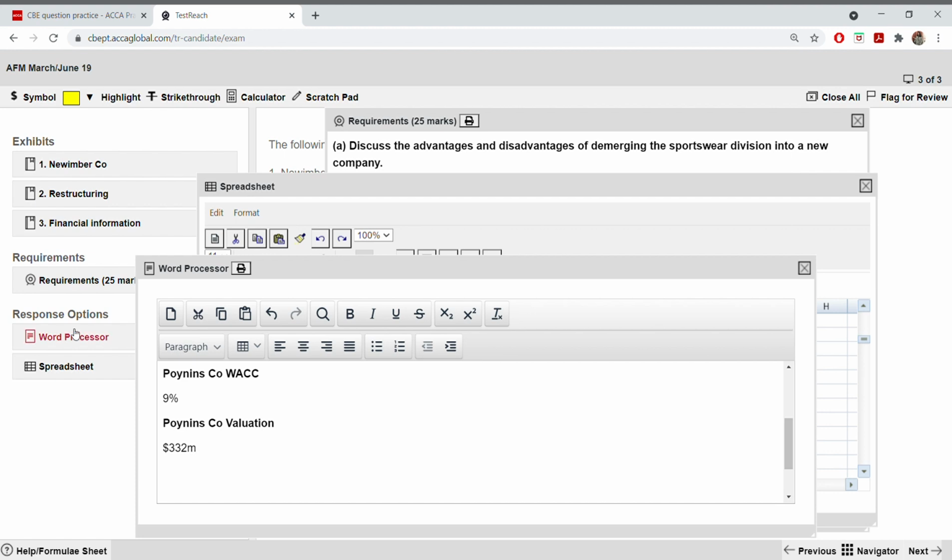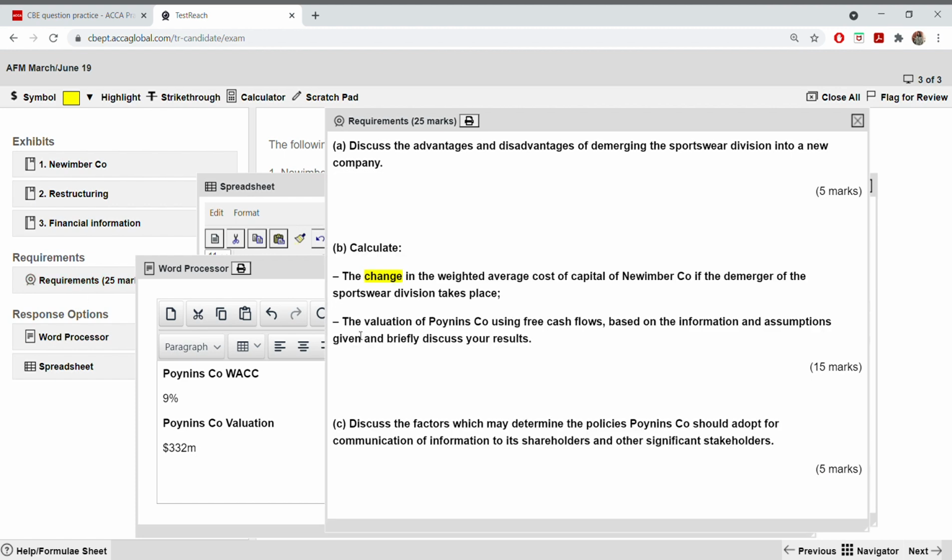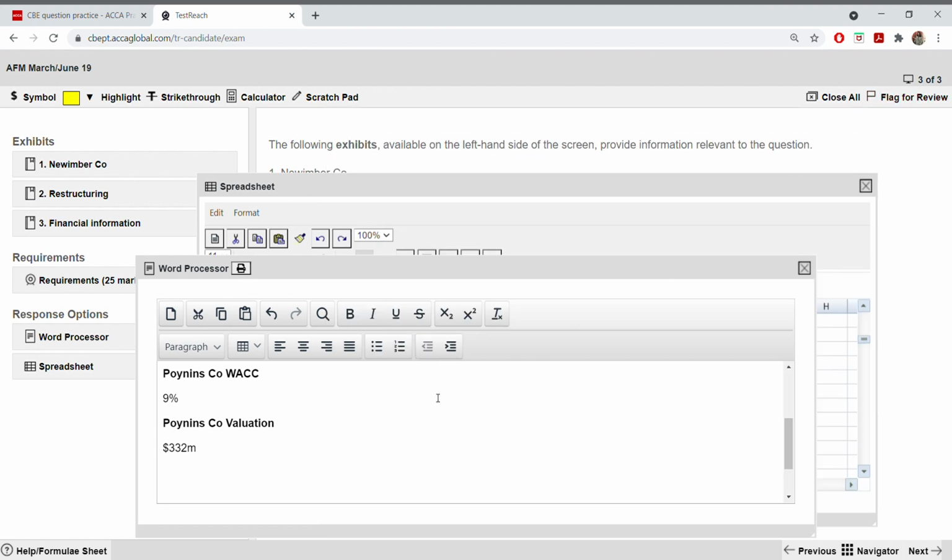Okay, now again go to the requirement and keep checking. Valuation of point is using free cash flow. Exactly we have done. Based on the information and assumptions given and briefly discuss your results. Don't forget this part. 15 marks is there. You need to discuss also now. So the calculation part, we are over with the calculation part. Okay, that's a good news.